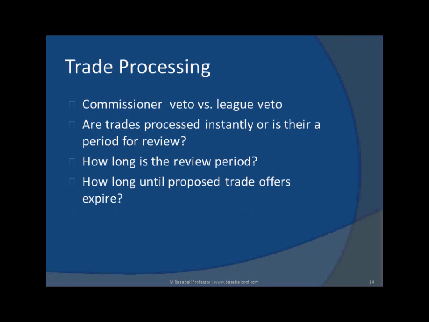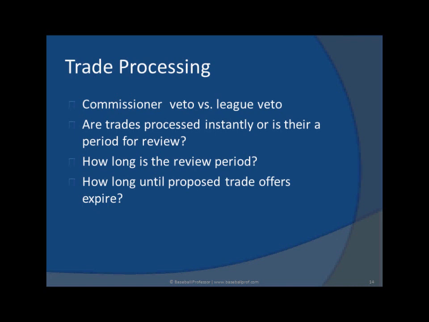Trade processing is another important one. There's a couple different ways to approach it. Commissioner veto and league veto are the two main ones. Obviously, they are what they seem like they are. Commissioner veto is where the commissioner has the absolute power and authority to veto any trade, and league veto is usually done by a majority vote.